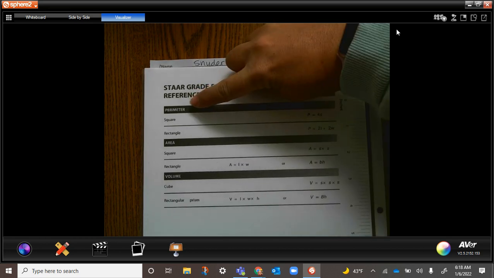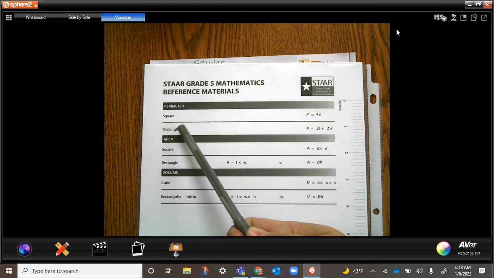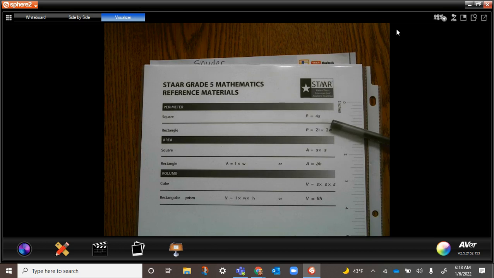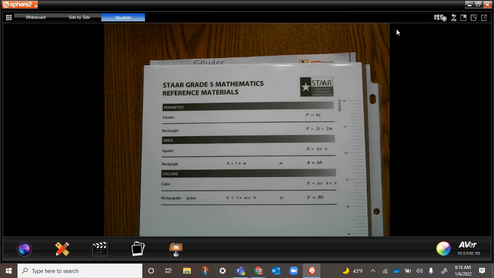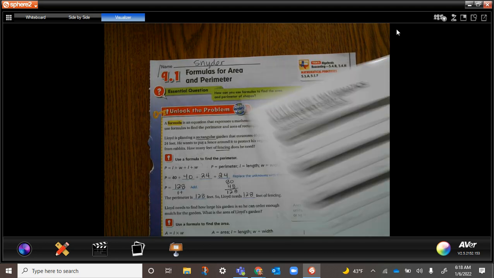So you see here in black you've got perimeter, and then if you are talking about a square, you would use the perimeter equals 4 times s, or 4 times side. Rectangle for perimeter, perimeter equals 2 times the length plus 2 times the width, and you add those together. And then if you're doing area, same thing, you've got for a square and a rectangle. So these formulas you can use as you're solving these.